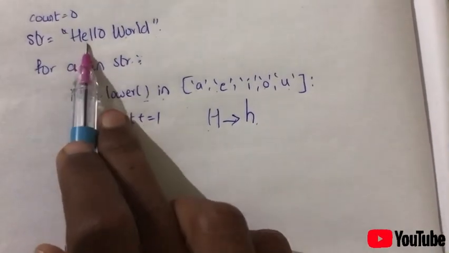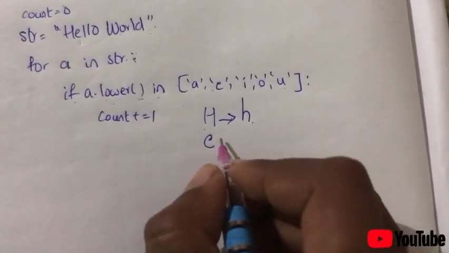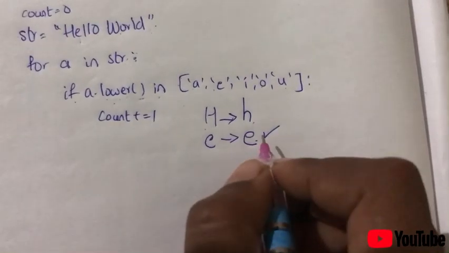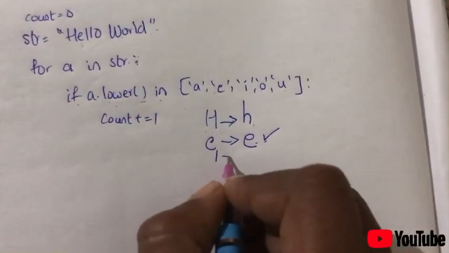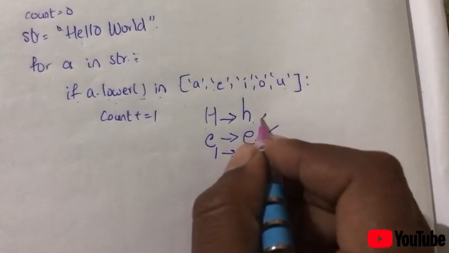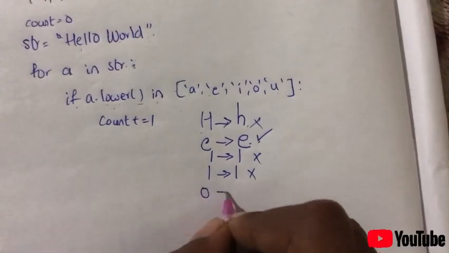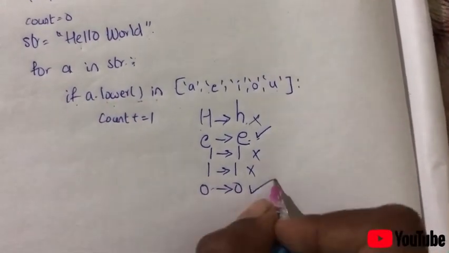Again the next one is e. Now e.lower() is simply small e only. Now this is a vowel. Like that, L.lower() is l, that is not a vowel. Again l, that is also not, and then O. Here the O.lower() function gives o only, and this is a vowel.